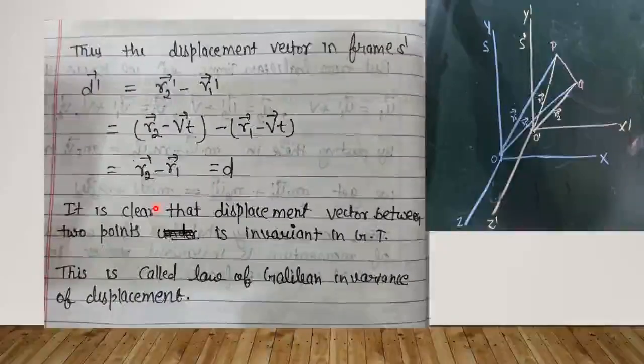Thus, the displacement vector in frame S dash equals r2 dash minus r1 dash. By putting the values of r2 dash and r1 dash, we get r2 minus r1, which is the displacement in frame S. So it is clear that the displacement vector between two points is invariant under Galilean transformation. This is called the law of Galilean invariance of displacement.